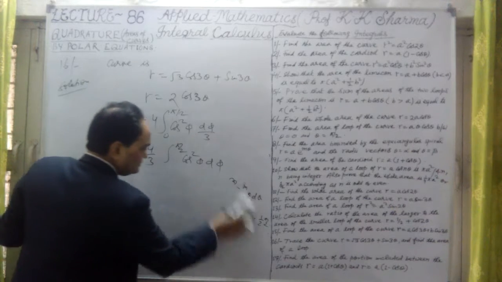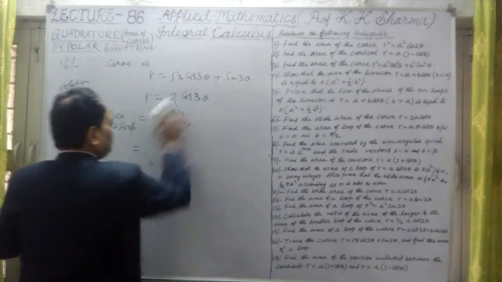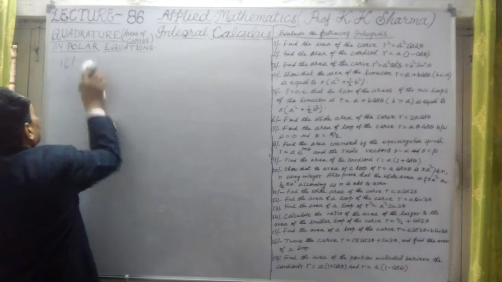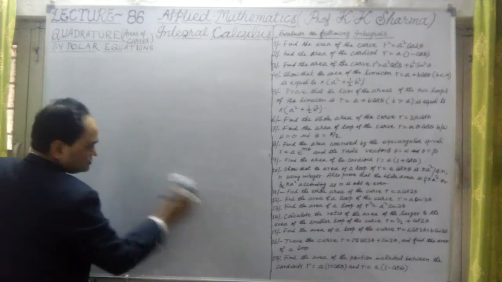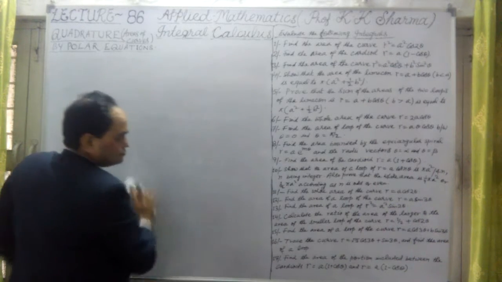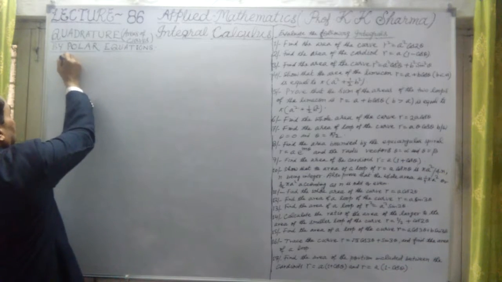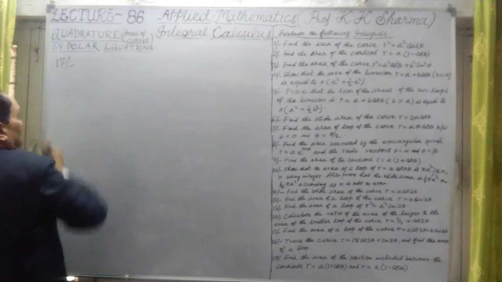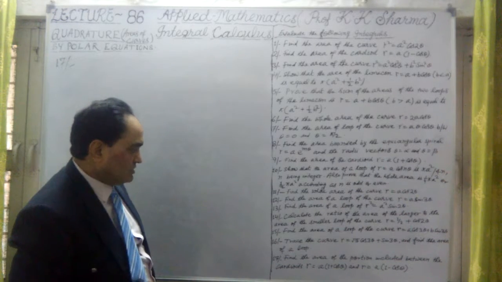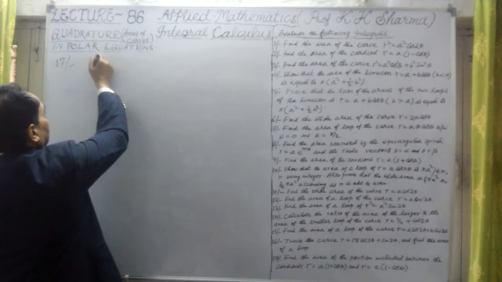Let me take the 17th question now. Question number 17, what did it say? 16 we have done, and this is the last question here. It says find the area of the portion included between the cardioids.